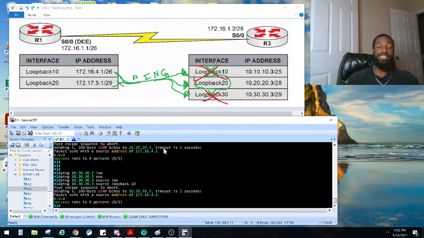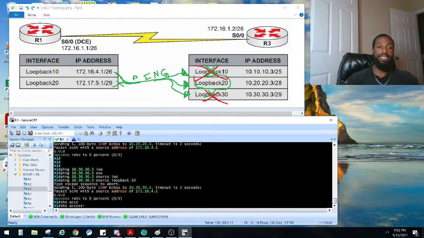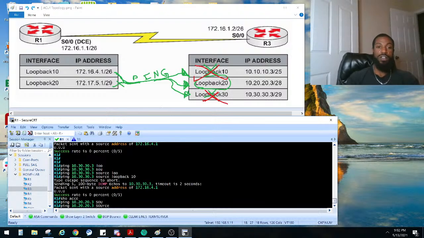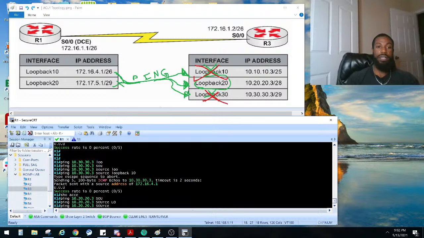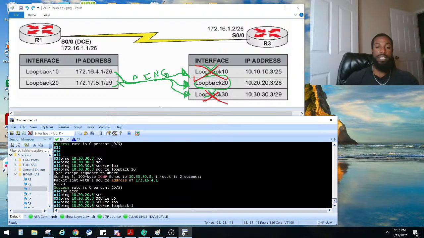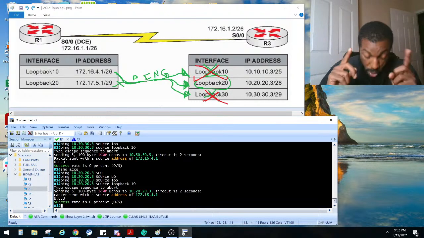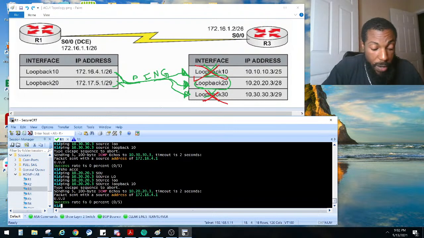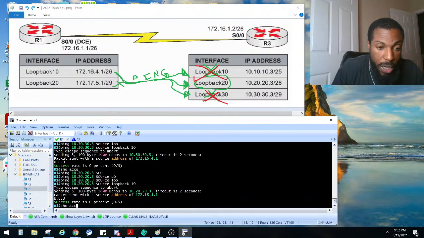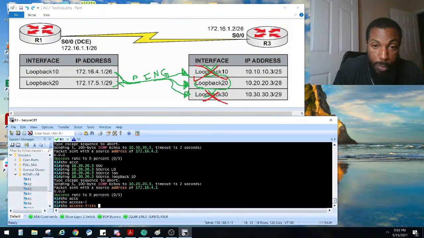So let's take a look at our access list. What's blocking that? Show access list. Let's type it again. Ping. Who are we pinging? 10.20.20.3. Source address of loopback, sorry, loopback 10. That's blocked. So no. We have this last one here, and we've got to do some troubleshooting. So we prayed to the network gods, and they didn't answer our prayers here.